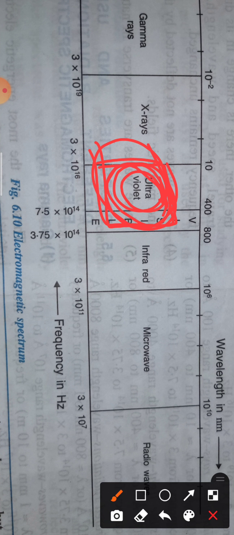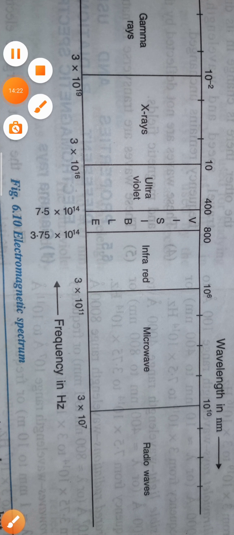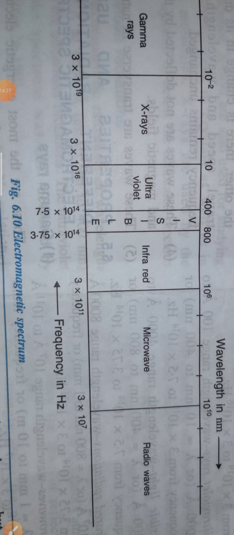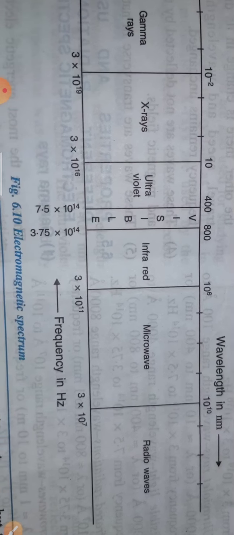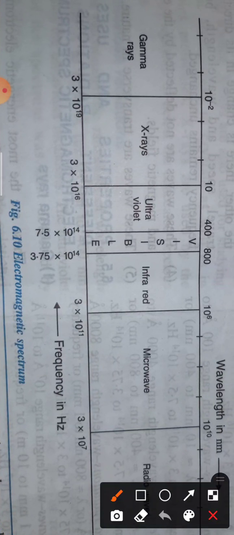Now next is infrared radiation. They are also called heat radiation, because they produce a strong heating effect. And obviously they are not visible. Except for visible light, none of these waves are visible. One thing you have to remember is that a thermopile is used to detect heat radiation.